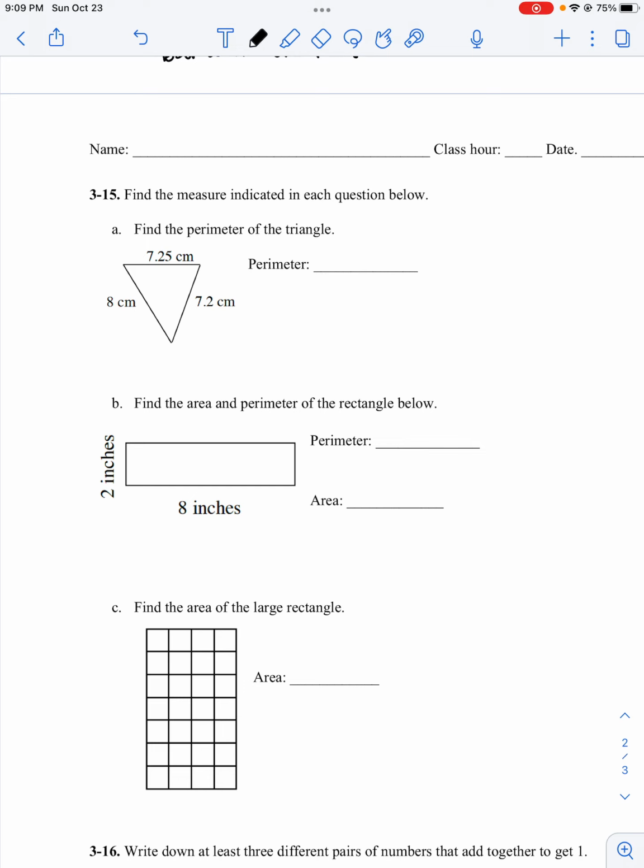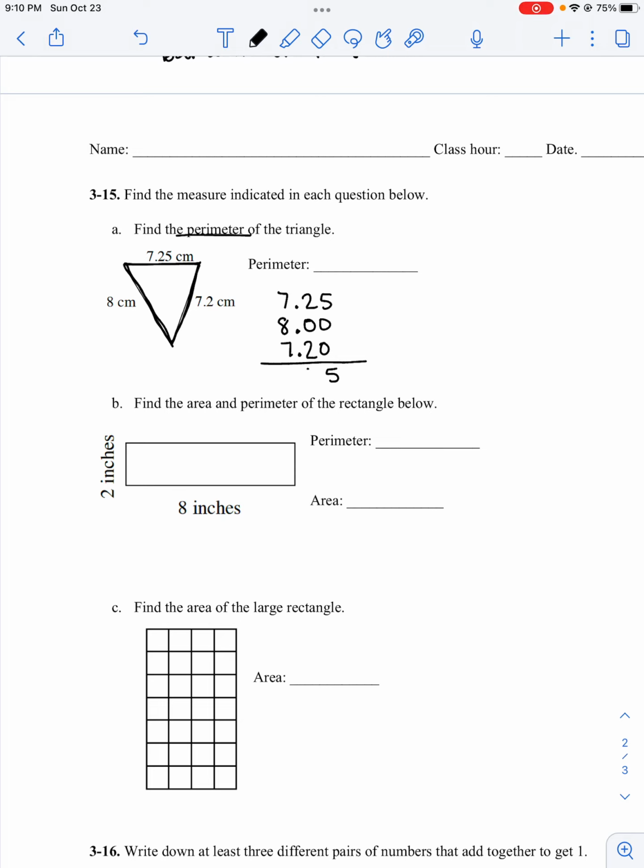Okay, moving to problem 15, find the measure indicated in each question below. Find the perimeter of the triangle. Okay, if we remember, the perimeter is the outside edge, like we're building a fence around the outside. So we add them together. In this case, I have some decimals that I'm going to need to add. I can fill in with zeros.